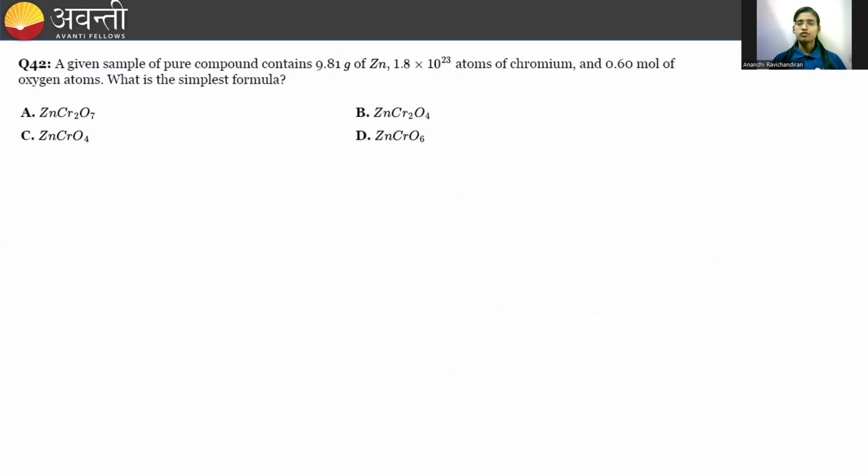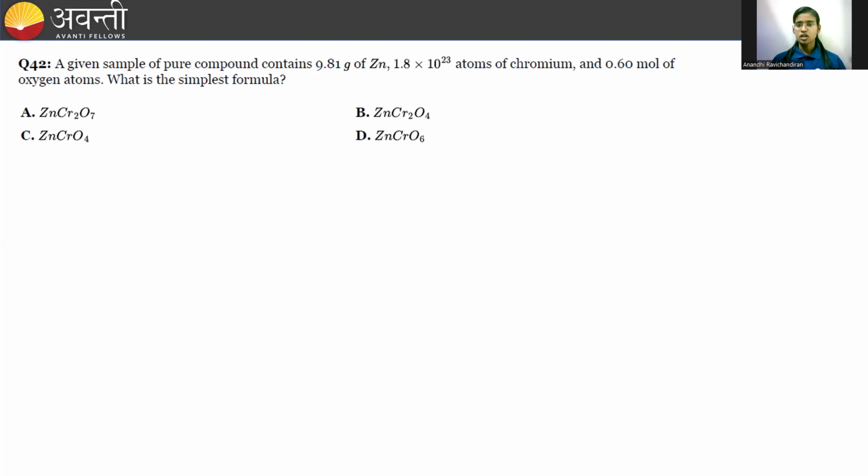A given sample of pure compound contains 9.81 gram of zinc, 1.8 into 10 to the power 23 atoms of chromium, and 0.60 mole of oxygen atoms. What is the simplest formula of this compound? So here we have to use the mole concept. So to find out the number of moles, we need to use two formulas. So by finding out the number of moles only, we can get the simplest formula of the compound.